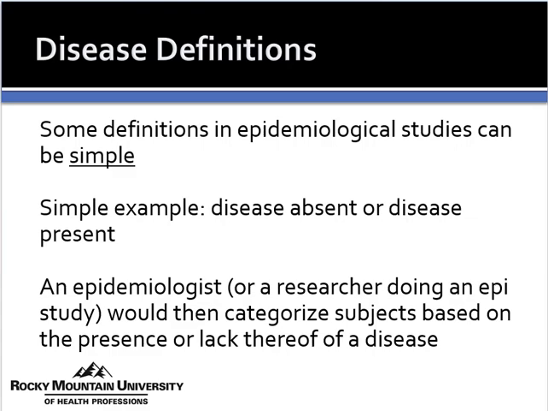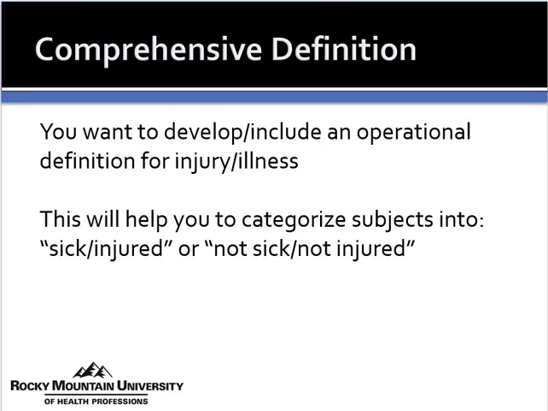Now, in some epidemiologic studies, things can be very simple. For example, is a disease absent or is it present? And so an epidemiologist would then categorize subjects based upon the presence or lack thereof of a disease. More than likely, you're going to want to develop a comprehensive definition. And this is often referred to as the operational definition for that injury or illness. This will then help you categorize subjects into the sick or injured category or the not sick or not injured category.